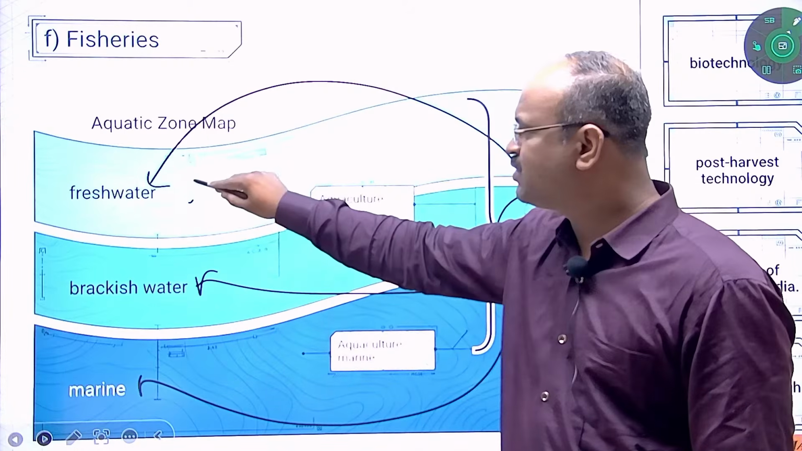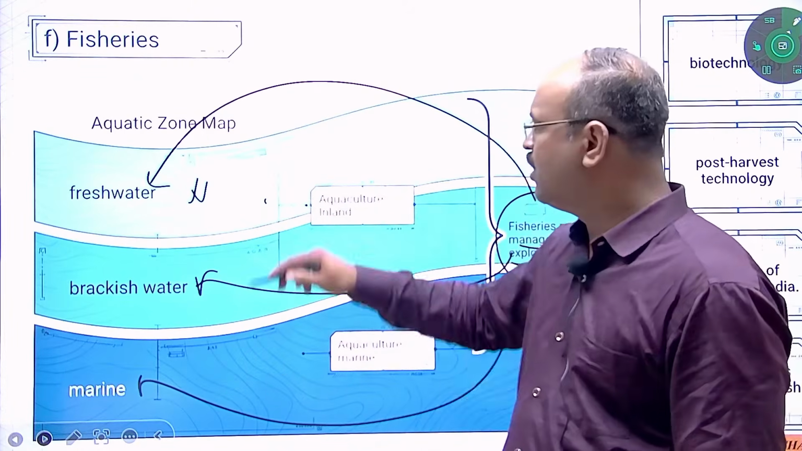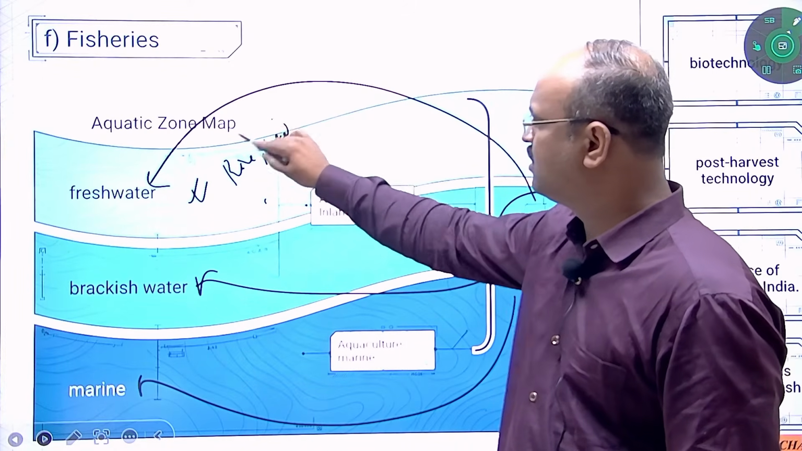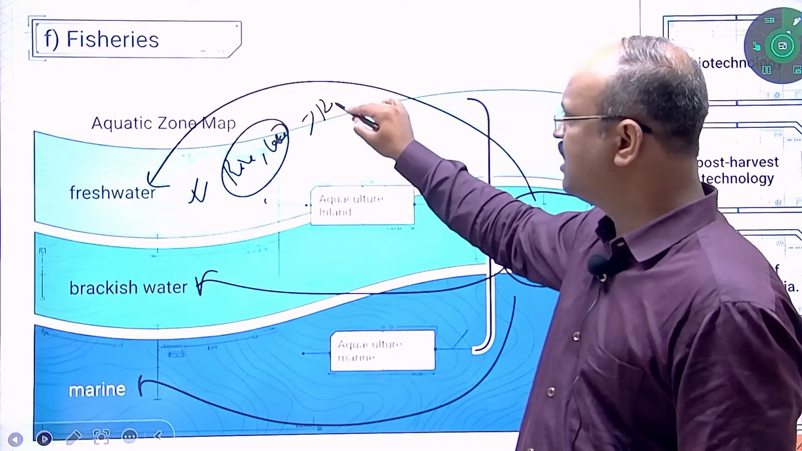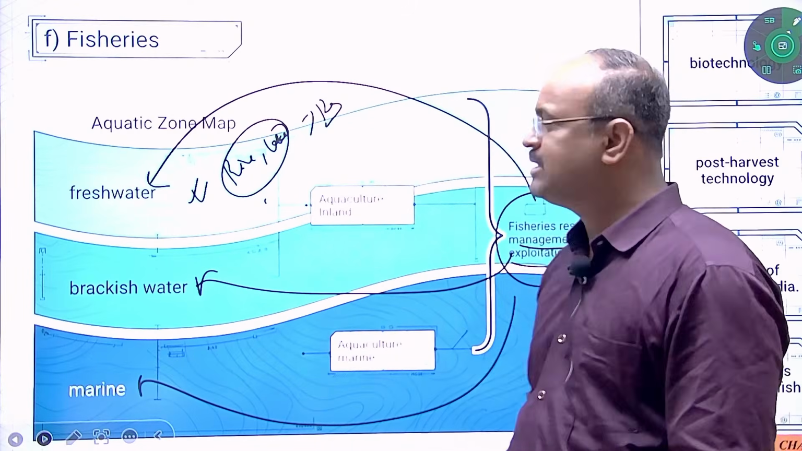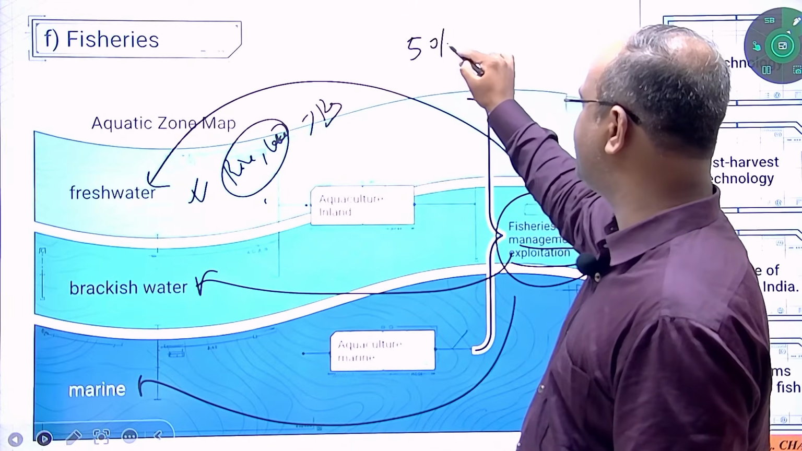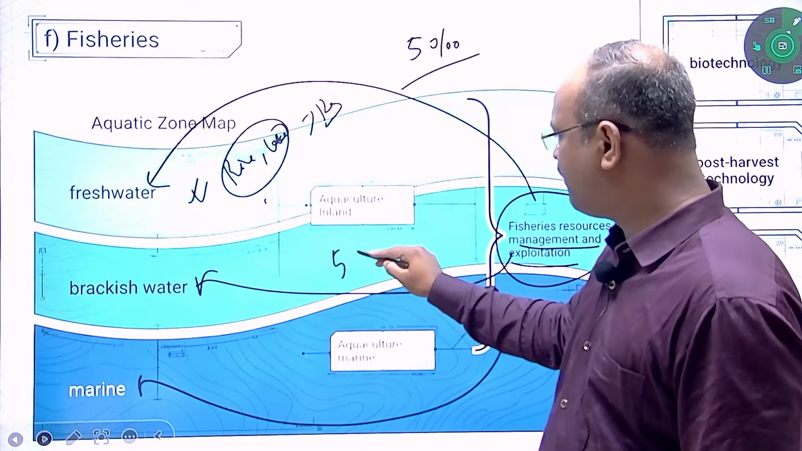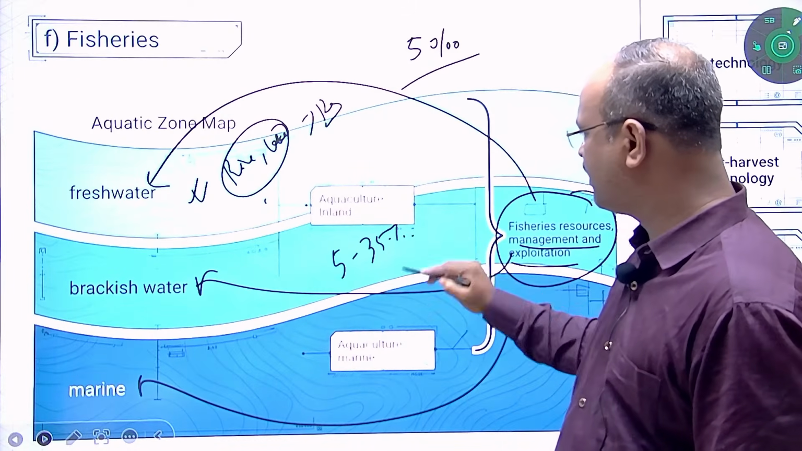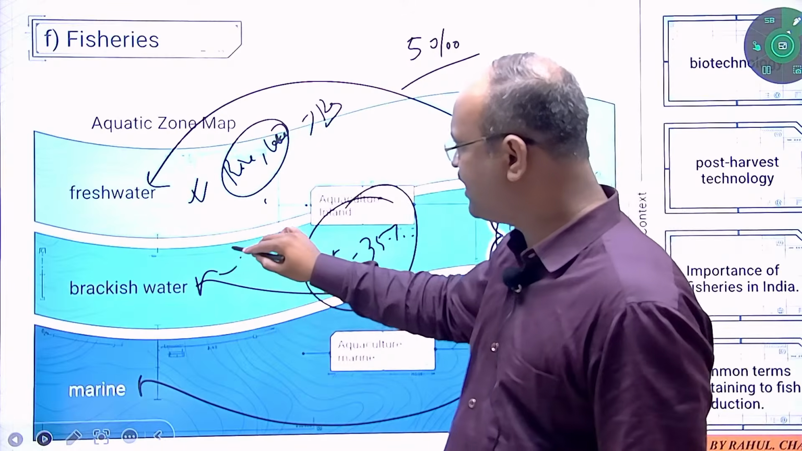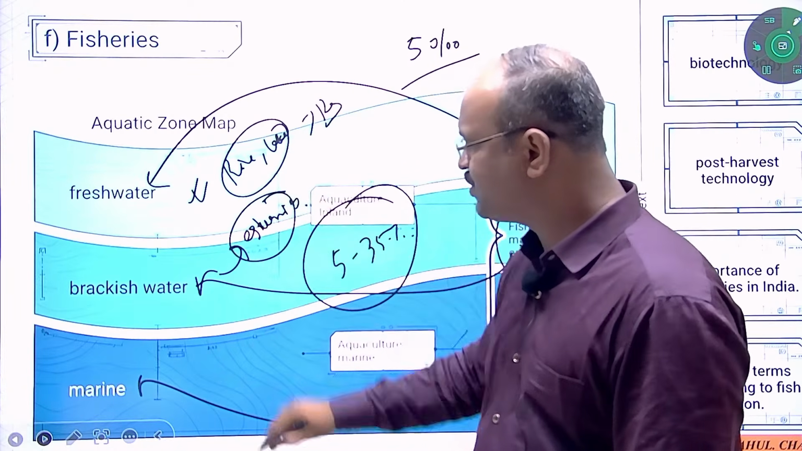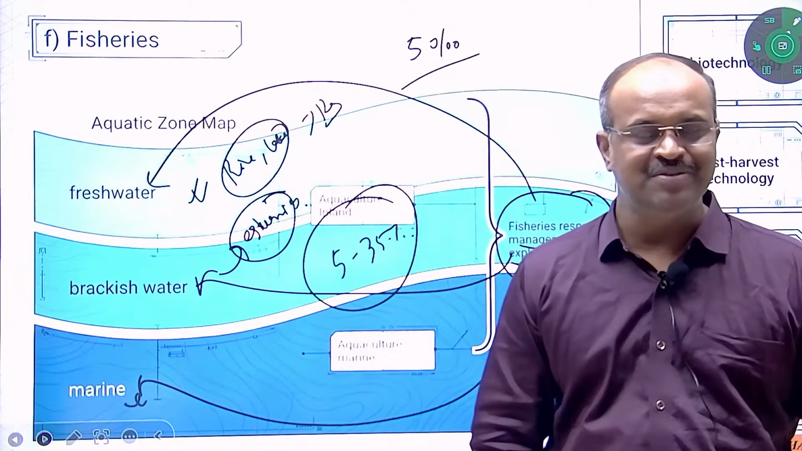So when we say the fresh water, we can say whatever the fish you are getting from the rivers, from the lakes mostly or the reservoirs, those come under the fresh water where the salinity is less than 5 ppt. Less than 5 ppt. But when we say the brackish water, 5 to 35 ppt, especially in the estuaries, the brackish water and the marine in the open oceans we can say.